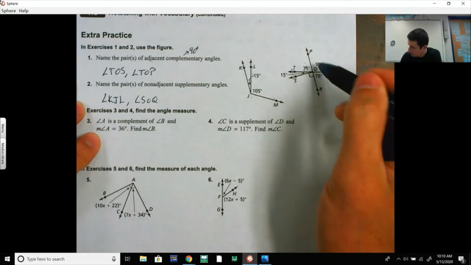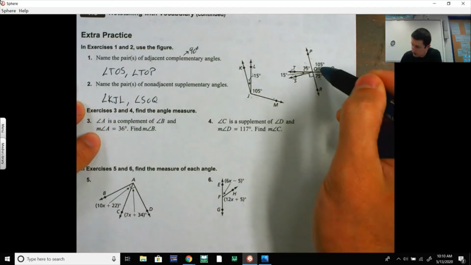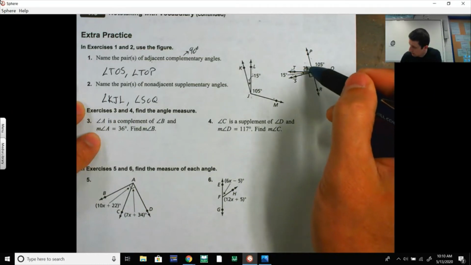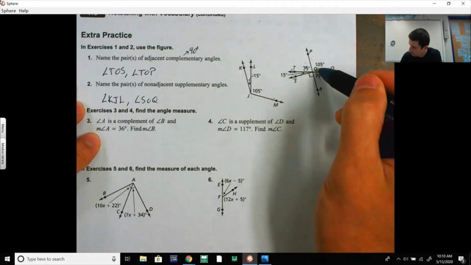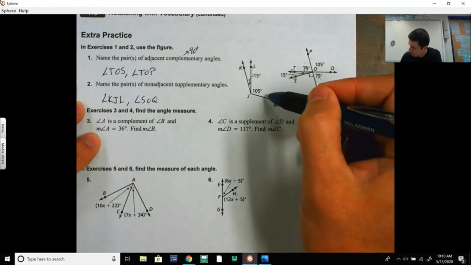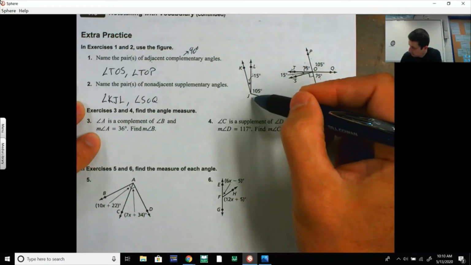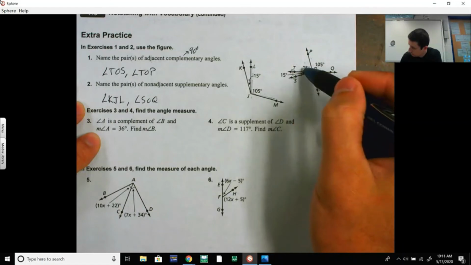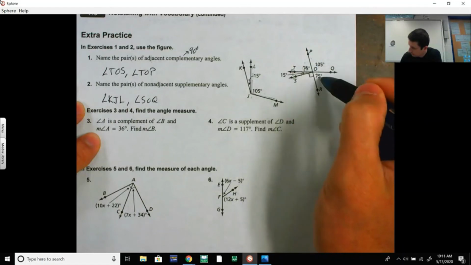Okay, 105 and 75, those are adjacent. They are supplementary, but they are adjacent already. So another 75, those would be adjacent and supplementary. 90, how about the 105 here? This 105 could go with either of these 75s.